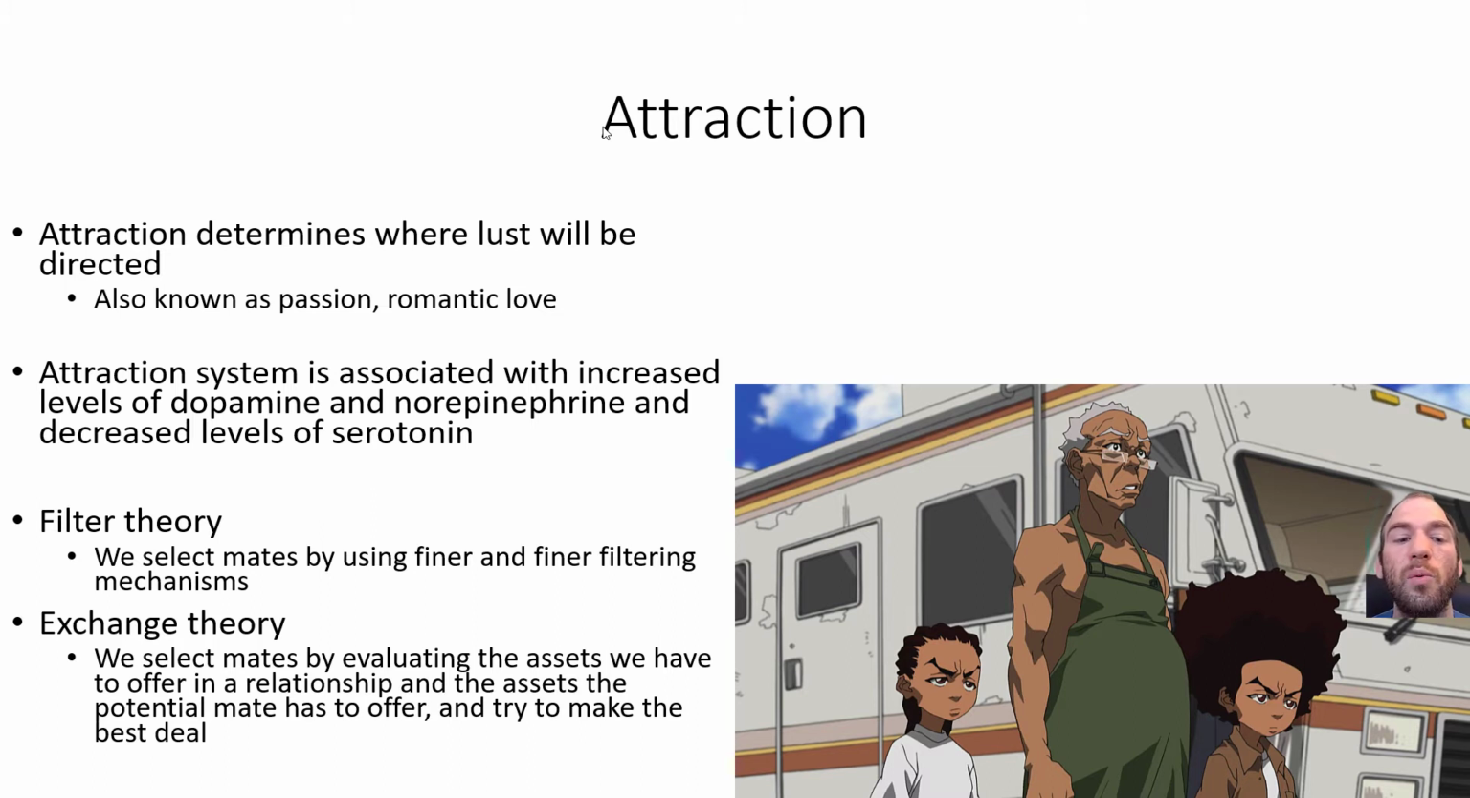Filter theory. We select mates by using finer and finer filtering mechanisms. And exchange theory. We select mates by evaluating the assets we have to offer in a relationship and the assets the potential mate has to offer, and try to make the best deal. So the filter theory here is a filtering process, and you can imagine the filter going from broad to more fine or more stringent as you go through the filtering process.